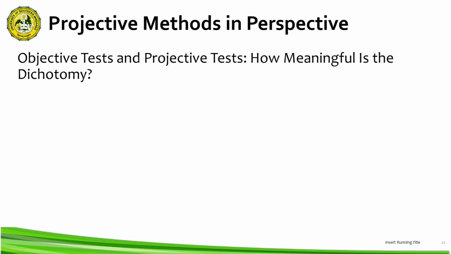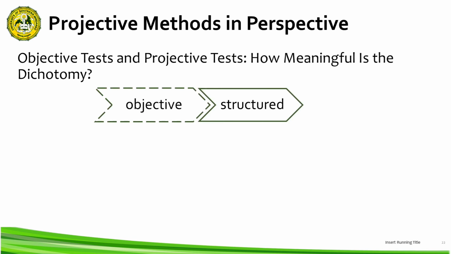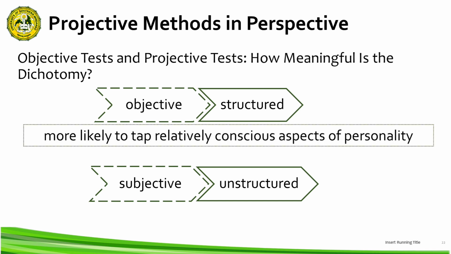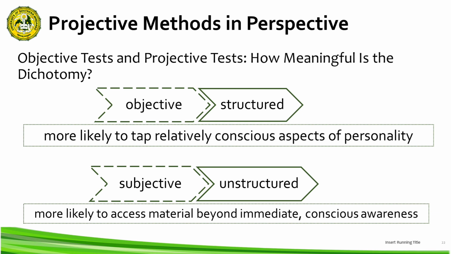As an alternative to the objective and projective dichotomy, Weiner suggested substituting the term structured in place of objective and unstructured in place of projective. The more structured a test is, the more likely it is to tap relatively conscious aspects of personality. By contrast, unstructured or ambiguous tests are more likely to access material beyond immediate or conscious awareness.